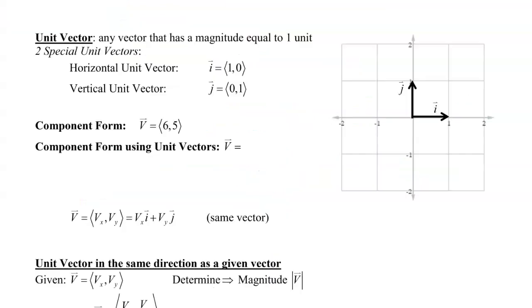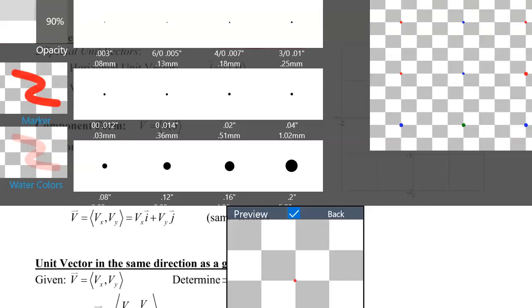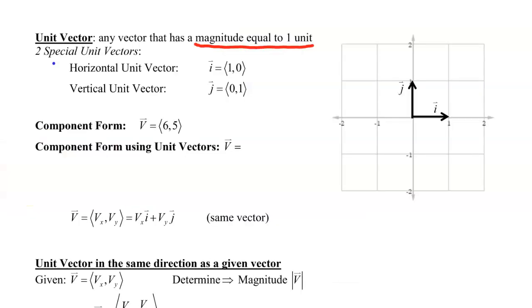Okay, now for the new content, page 2. We're going to work with things called unit vectors. A unit vector is any vector that has a magnitude of 1. So when I talk about a unit vector, its length is equal to 1. There are two very special unit vectors. They are the horizontal vector and the vertical unit vector.